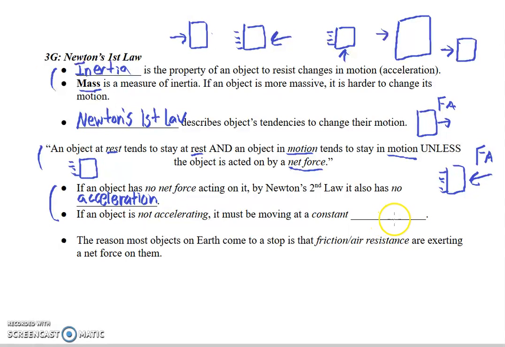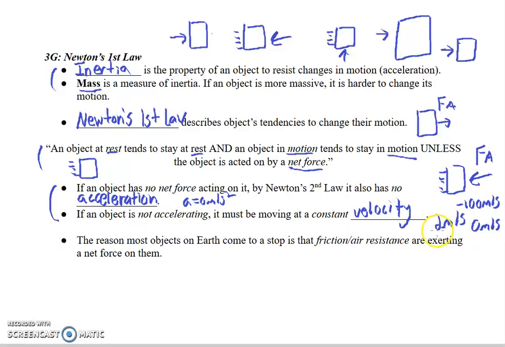And if an object is not accelerating, so if acceleration is 0 meters per second squared, there must be a constant velocity. So again, if there's no acceleration, you're moving at a constant velocity, and that constant velocity could be like 2 meters a second, or negative 100 meters a second, or technically 0 meters a second. But whatever the velocity is, it's going to stay at that same velocity if there's no acceleration. So acceleration is what causes the velocity to change in the first place.